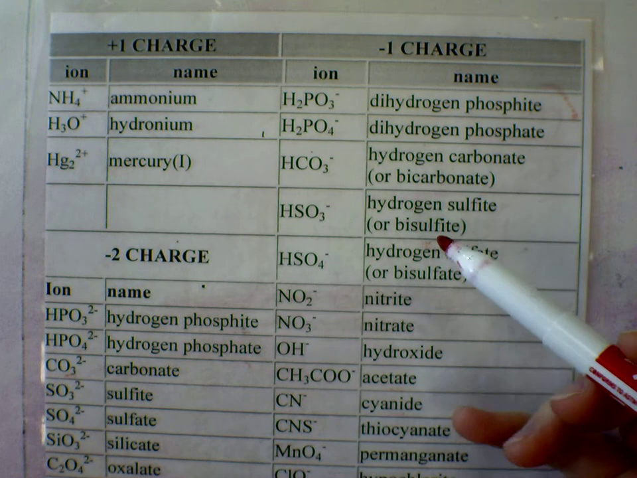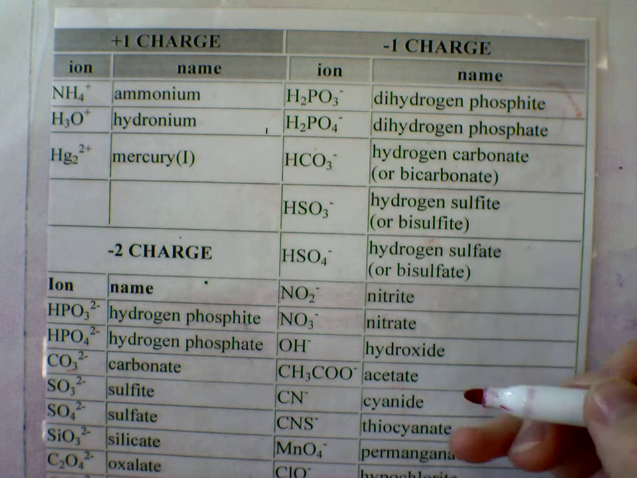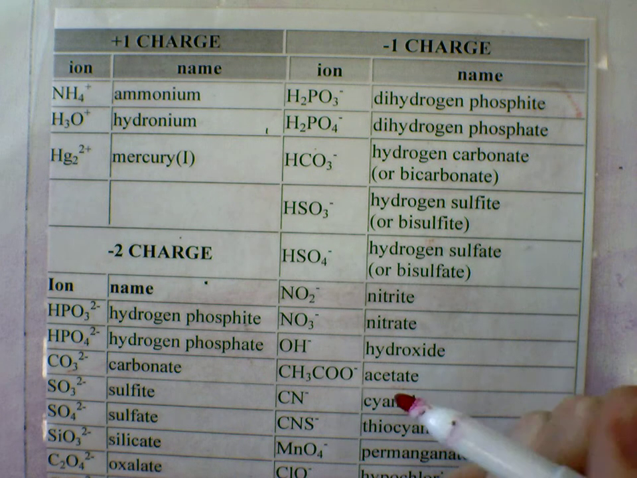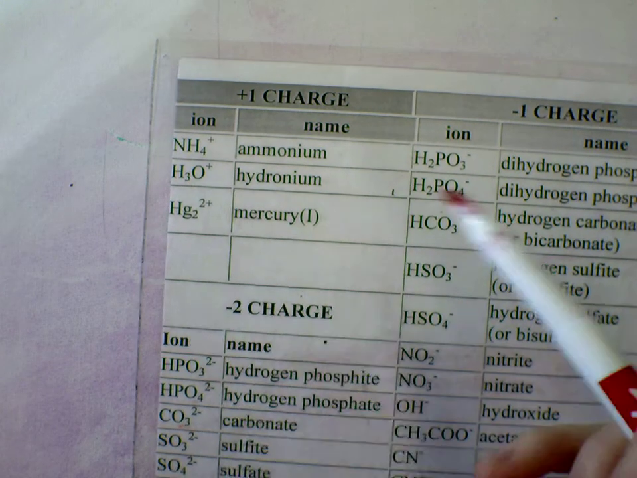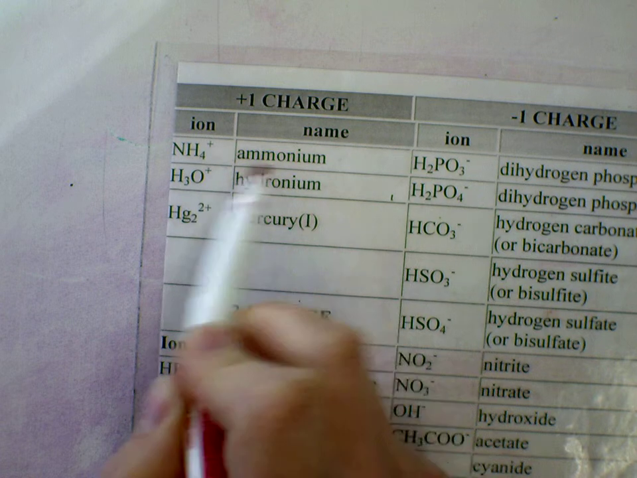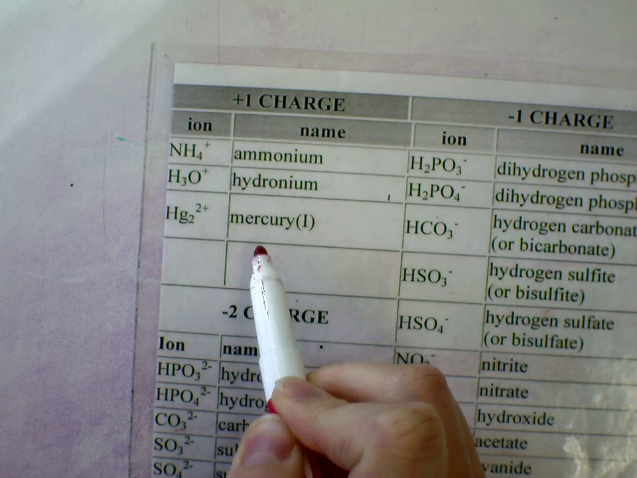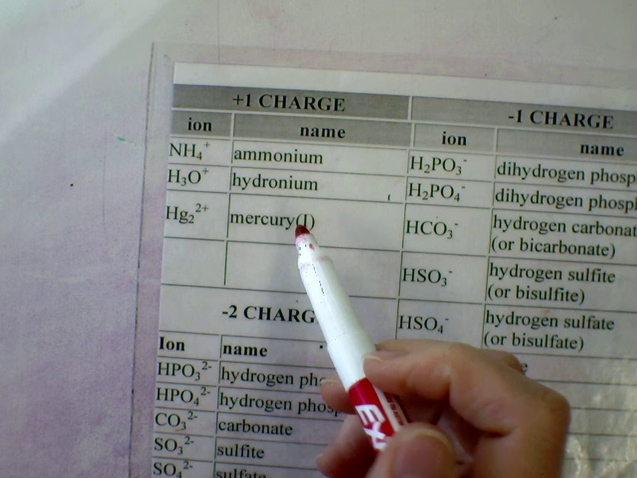You'll notice that some of these ions don't seem like they follow a pattern, but they really do, and there's a nice way to remember all of these. Some of them you just have to know. So the first set, these +1 charges, hydronium, ammonium, and mercury 1, those are all the plus charge ions, and you just kind of have to know them.